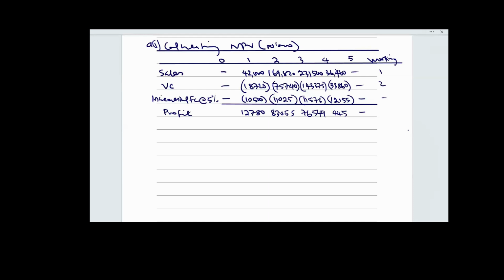So we are following a format. Immediately after profit, you are supposed to pay tax. The tax rate is 30% according to the question, and we are told that tax is paid 1 year in arrears. That is, the profit of the first year will be taxed in the second year, the profit of the second year will be taxed in the third year, on and on. So what's 30% of 12,780?